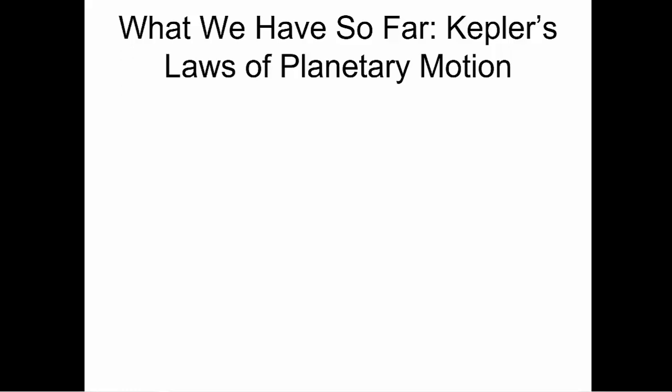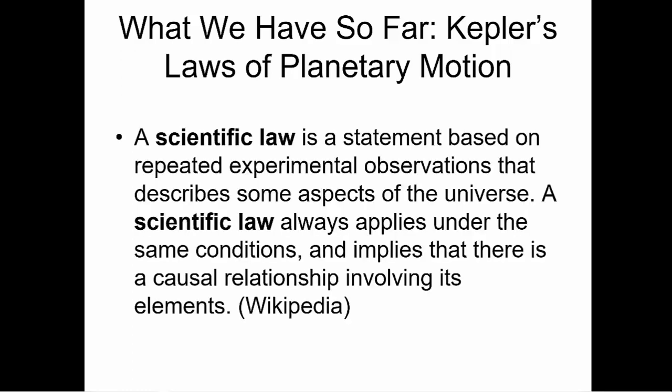Now, so far, what we've learned about are Kepler's laws of planetary motion. And we're going to call these things of Newton's laws as well. Some people have the idea that a law is the most advanced thing that there is in science, and that's not actually correct. A scientific law is a statement based on repeated experimental observations that describes some aspects of the universe. It always applies under the same conditions and implies that there is a causal relationship involving its elements, but it doesn't state necessarily what the causal relationship is.